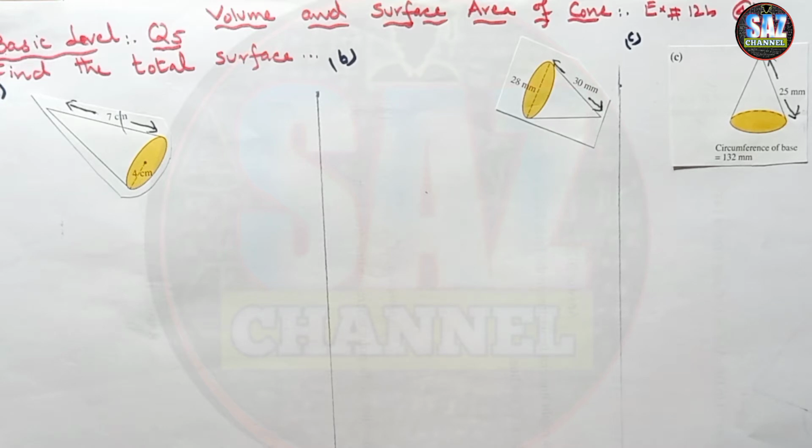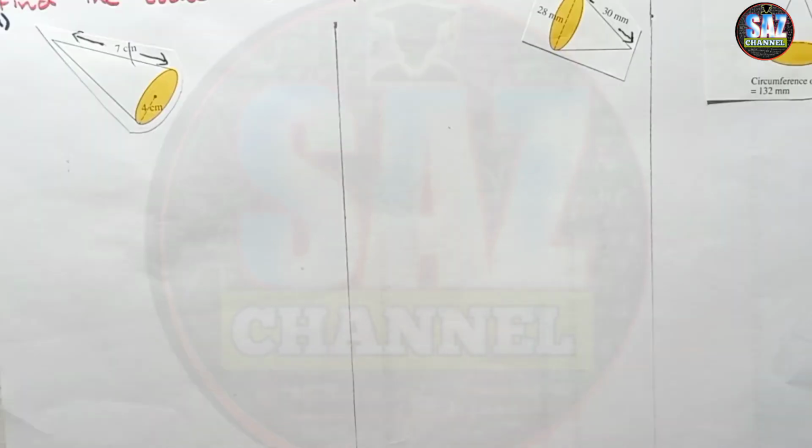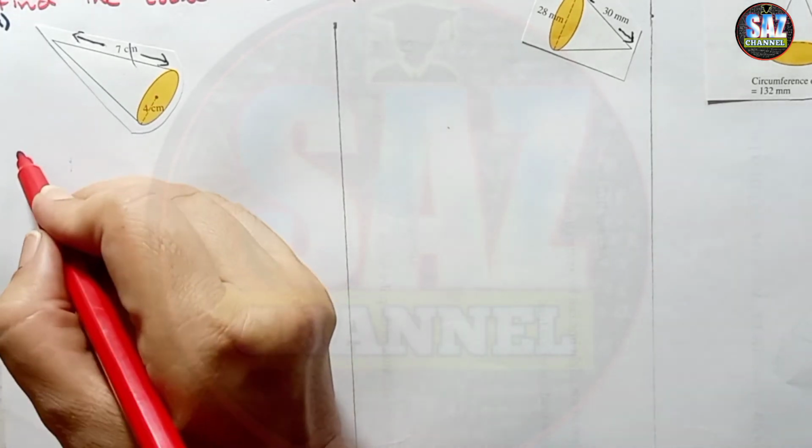Okay, let's move to basic level question number 5. And question 5 says that find the total surface area of the following cones. In this question, again, we are given with different situations and we have to find the total surface area. Recall the formula for the total surface area.